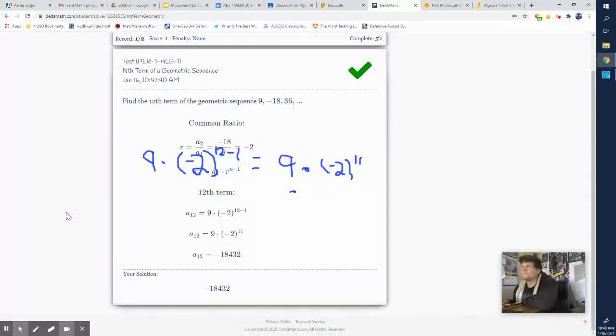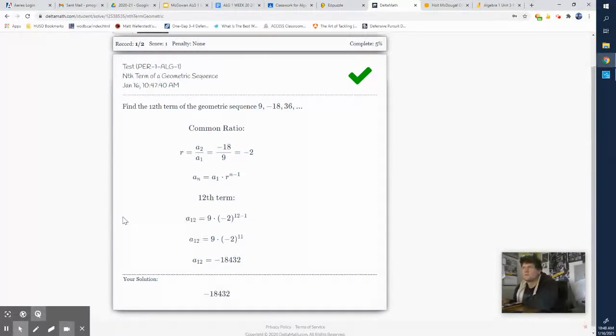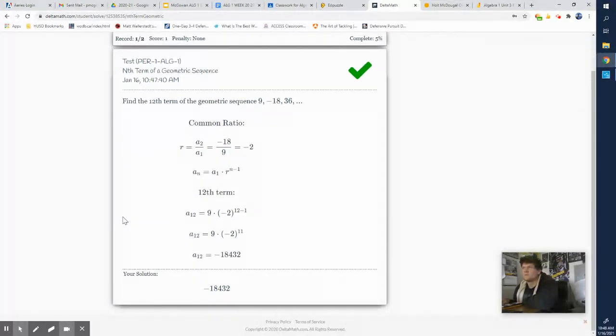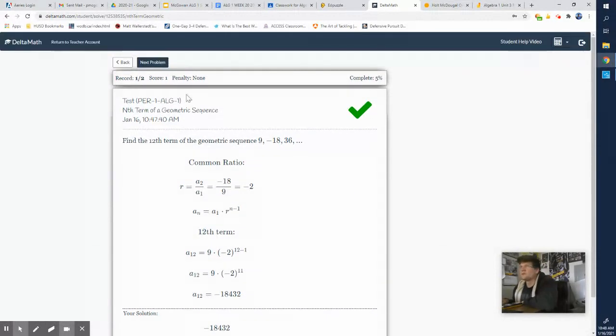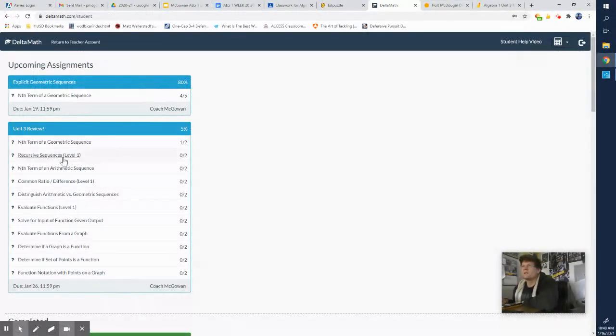There we go. So we've got our answer for this one here using our explicit formula. So that's one of them. Let's try another one here.